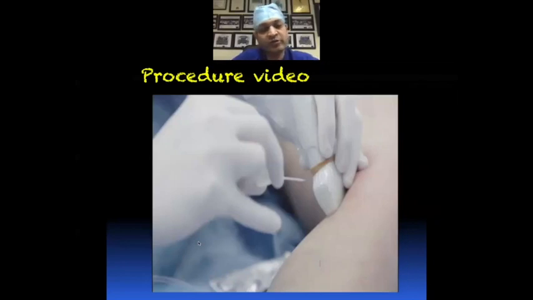So this is a procedural video, just to show you how it works and how we do it. We do it under local anesthesia. We don't keep our patients fasting. Patient can eat and drink. They can have breakfast half an hour earlier or 1 hour earlier. As a practice, we don't do any routine blood investigations, except if the patient has some medical disease and we investigate it. Otherwise, we just get an RBS done pre-operatively.